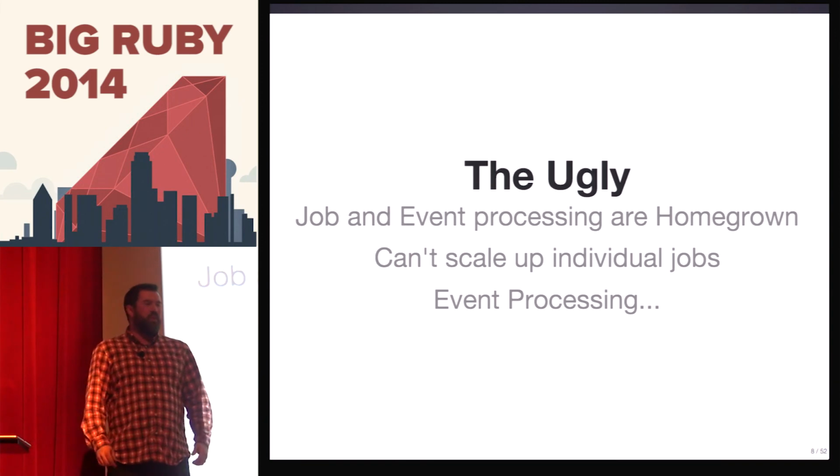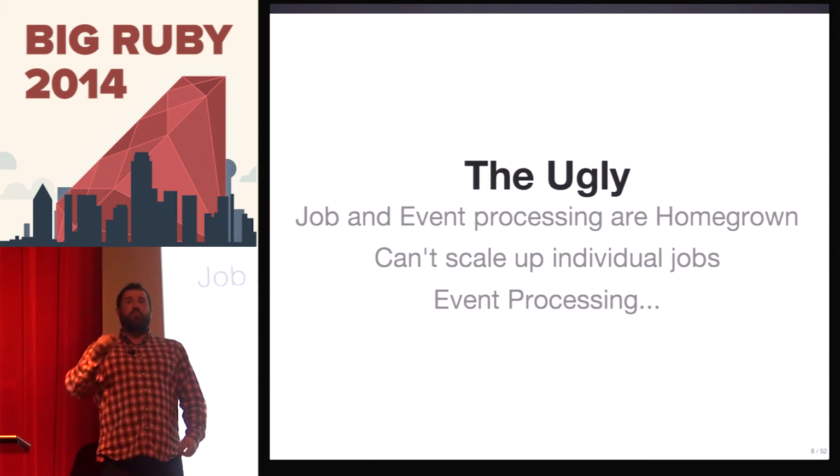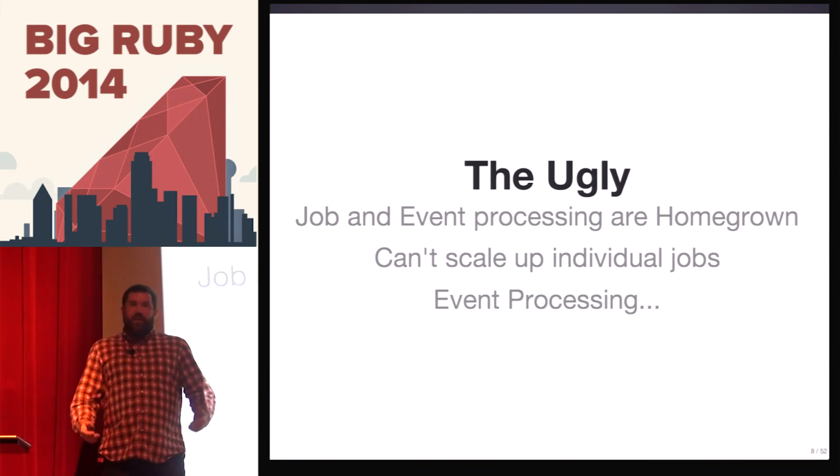Particularly to the job system, we can't scale up individual jobs. We can't identify that one job that's going slow and say, hey, let's make sure we can do more of those right now. Let's task more servers to do that. Let's task more processors to do that. We can't really do that in the way it's designed.